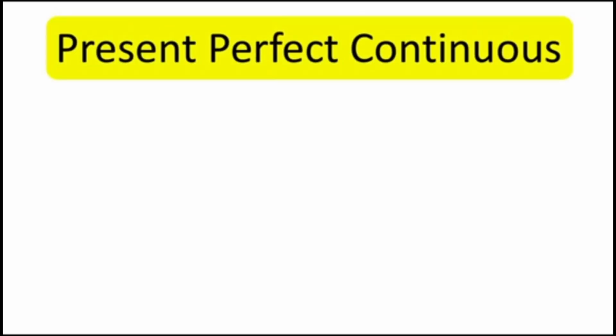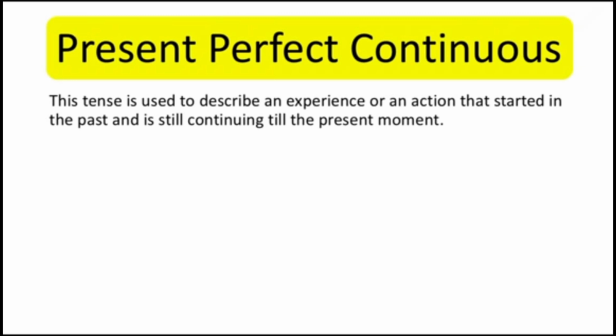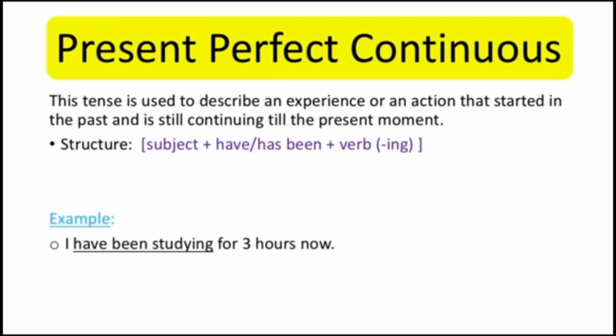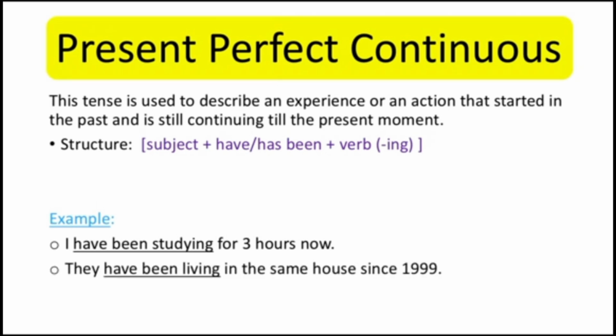Present perfect continuous. This tense is used to describe an experience or action that started in the past and is still continuing till the present moment. The structure is the subject plus have or has been plus a verb ending in ing. For example, I have been studying for 3 hours now. They have been living in the same house since 1999. It has been snowing all morning.